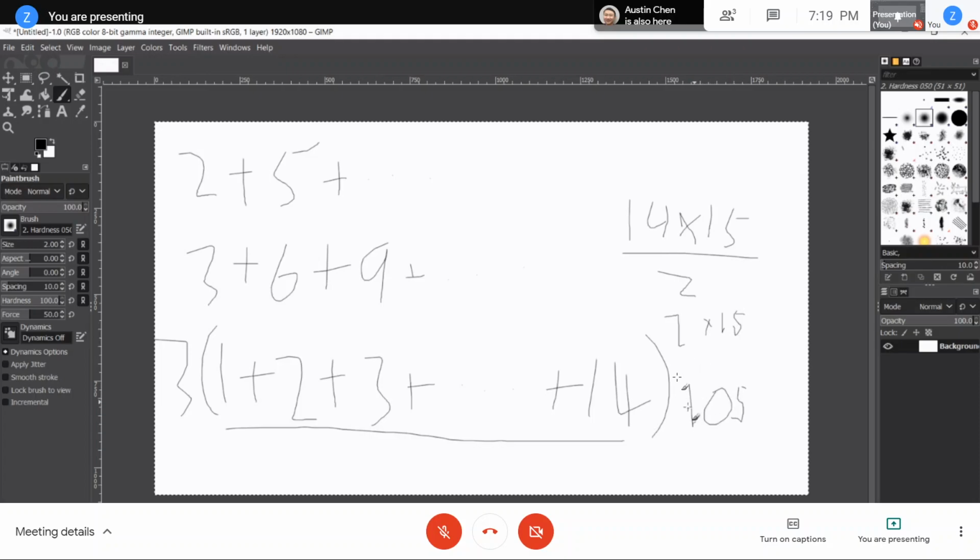So this part is equal to 105, and then 105 times 3 is 315.